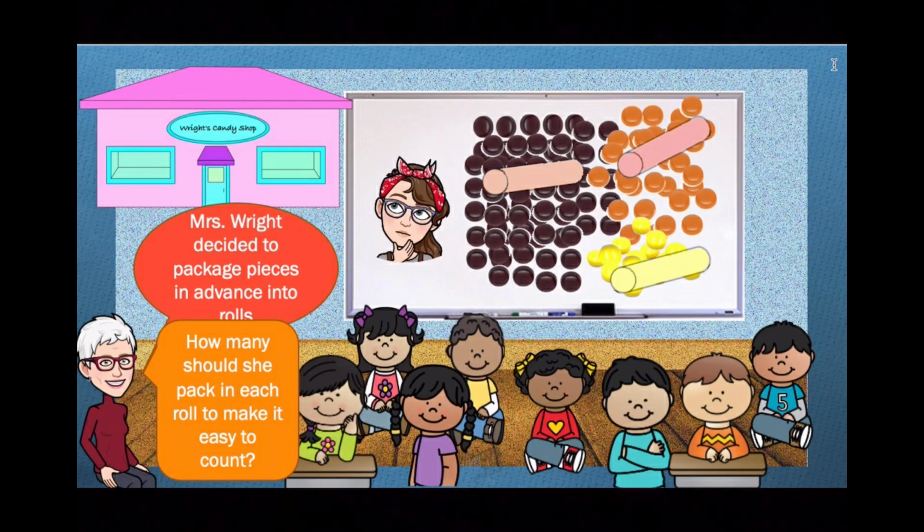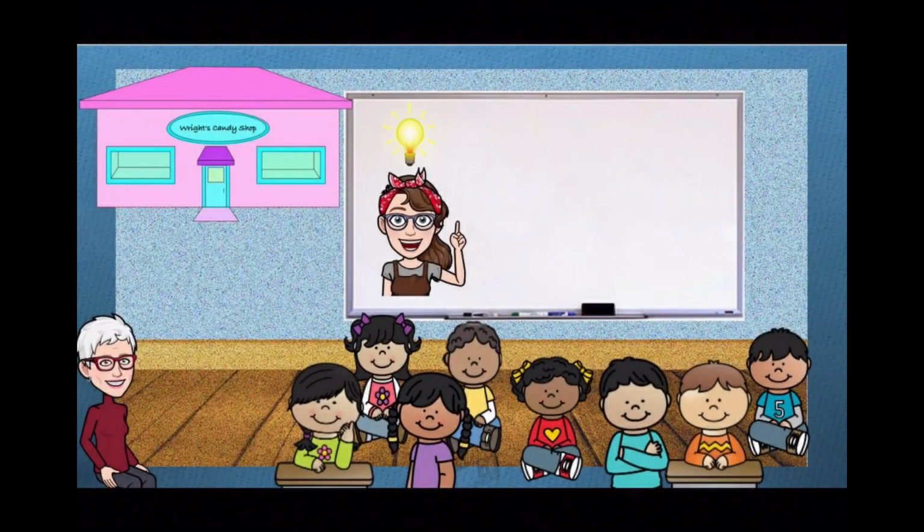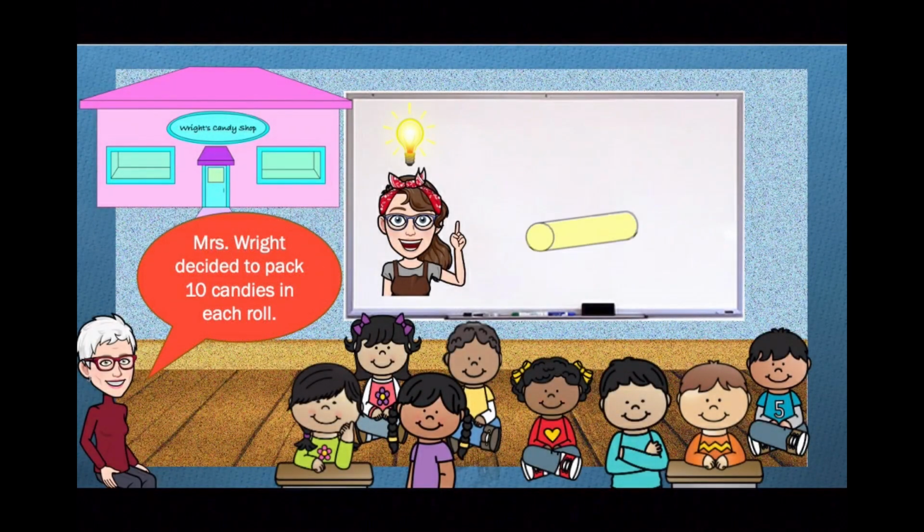Wright might package in each roll. Typically, suggestions include 5, 2, 20, 100, 10, and other numbers. The scenario continues by explaining that Mrs. Wright decides to package 10 candies in each roll.